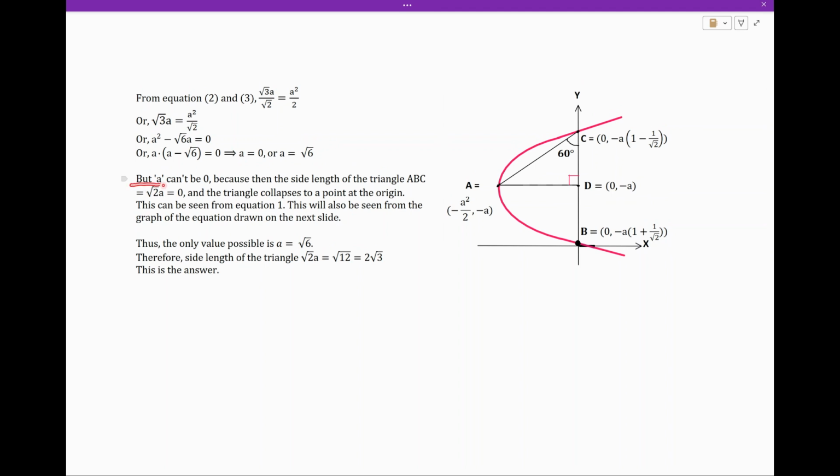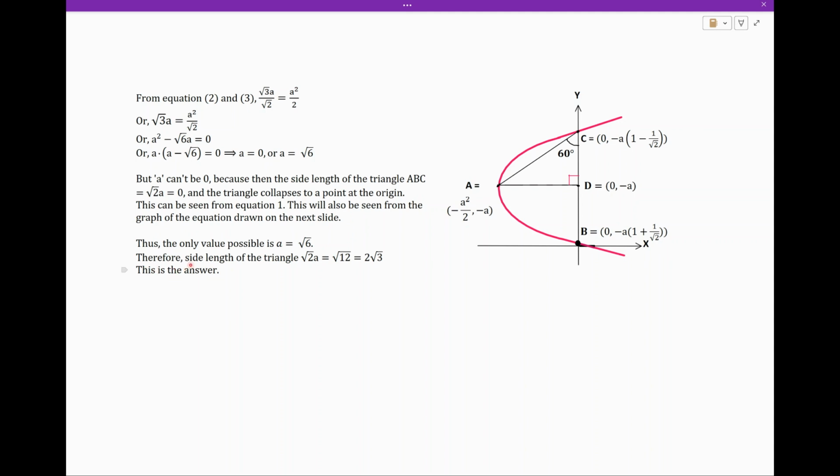But a cannot be 0 because then the side length of the triangle ABC, that is equal to square root of 2 multiplied by a, becomes 0, and the triangle collapses to a point at the origin. This can be seen from equation 1, that is the original equation. This will also be seen from the graph of the equation drawn on the next slide. Thus, the only value possible for a is square root of 6.